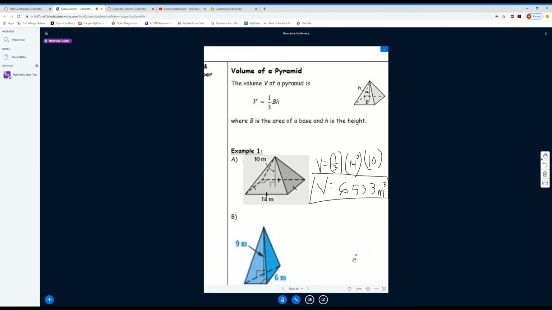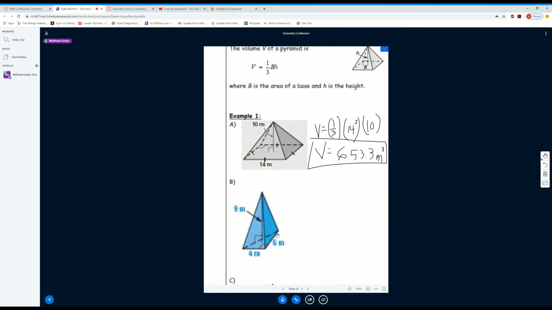Okay, what about this pyramid? This pyramid, the base is a triangle. So, the volume of a pyramid is 1/3 times the area of the base. The area of a triangle is 1/2 base times height. So it's going to be 1/2, the base is 4, the height of that triangle is 6, times the height of the pyramid, 9.